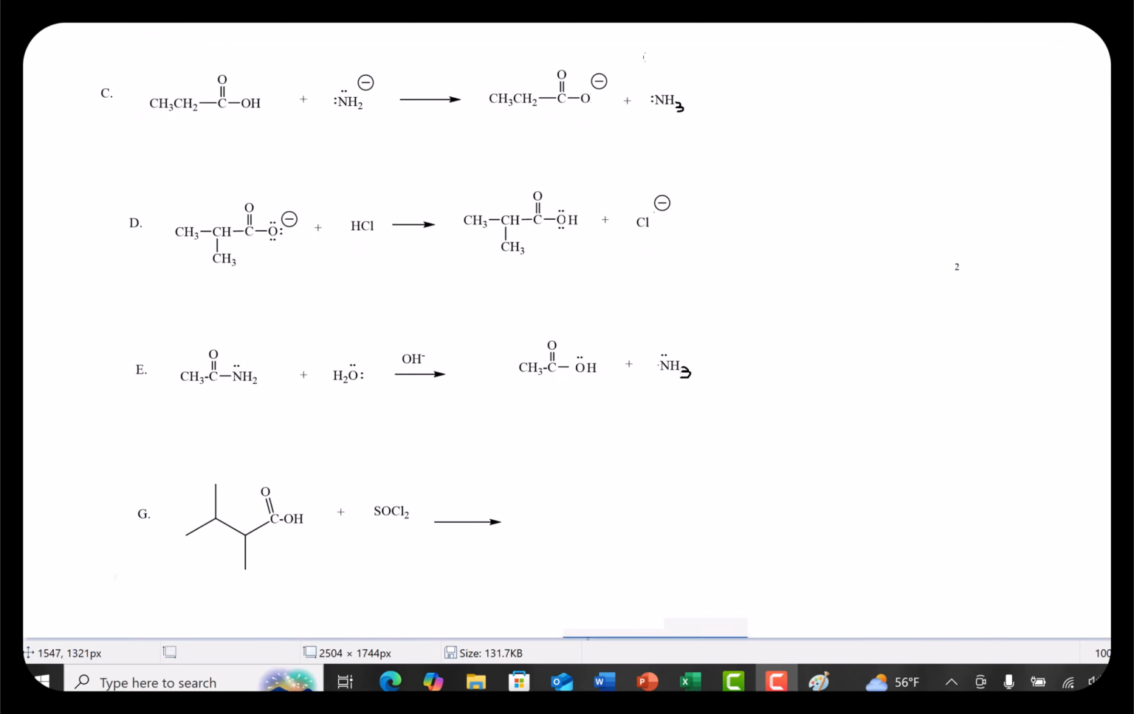All right, the next reaction, carboxylic acid reacting with SOCl2. Oh goodness, haven't seen that in a while. That's called thionyl chloride. In our study in the alcohol chapters, we saw it there.